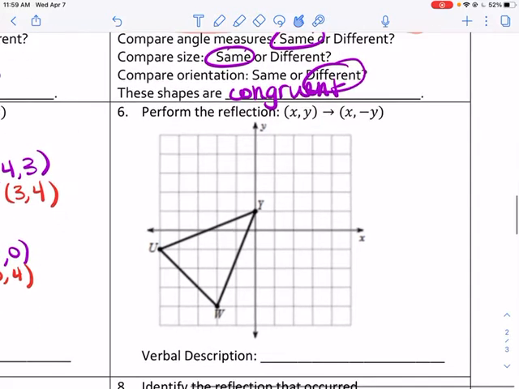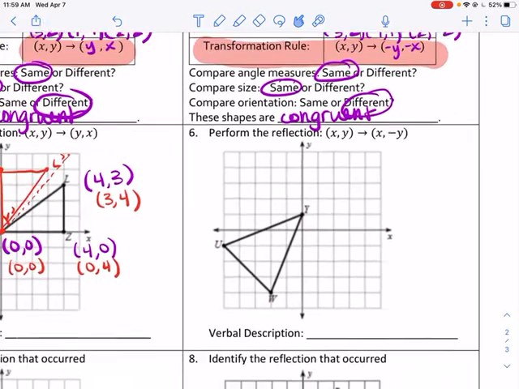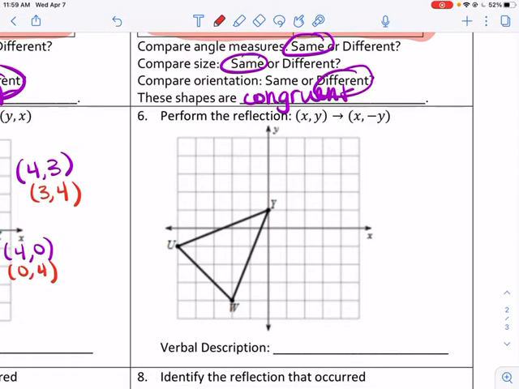So on this one, we're going to perform the reflection (x, y) goes to (x, negative y). So I noticed that the y is changing and the x is staying the same. So I know from my rules that that means it's flipping over the x-axis. And you could even test this with just one coordinate. You could be like, okay, I got Y. This is (0, 1). If I were to flip over the x-axis, then it would now be (0, negative 1), which follows my rule.